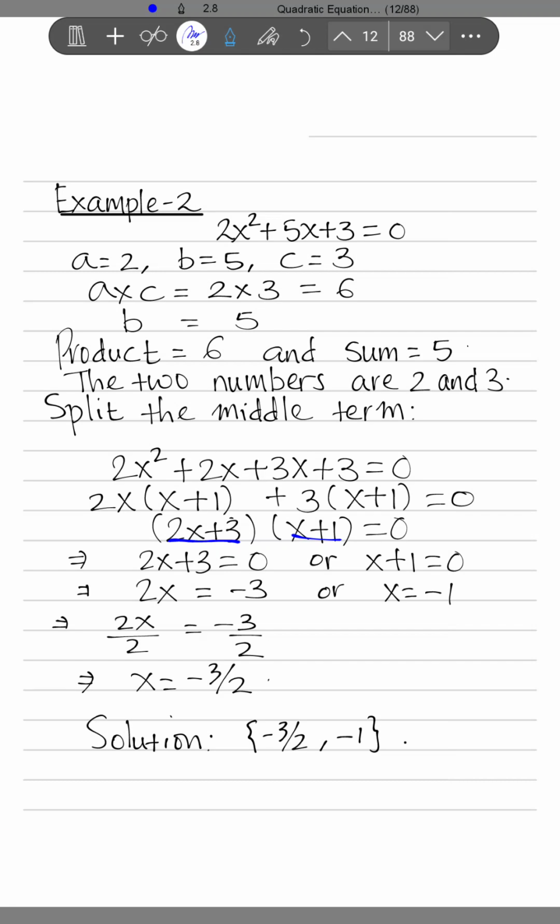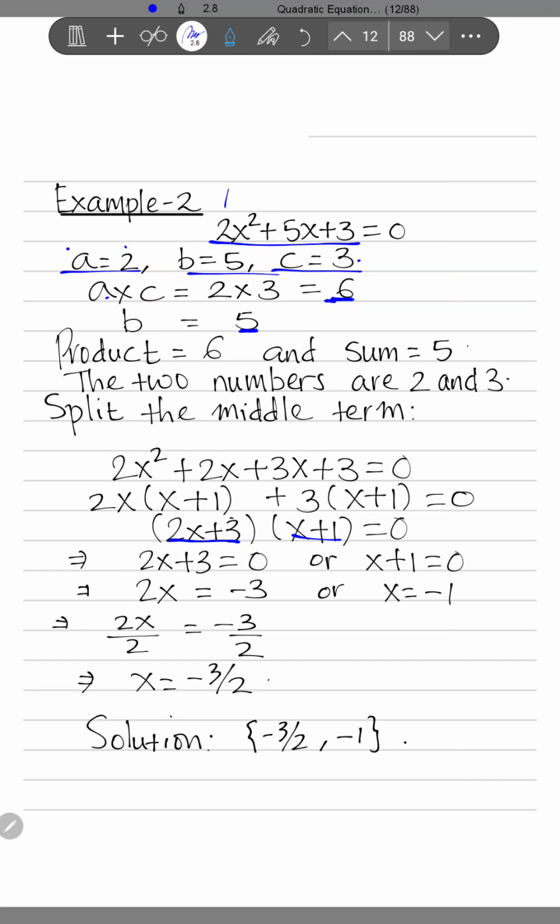Here, another example. 2x squared plus 5x plus 3 is equal to 0. It's easy. Is it in the general expression of a quadratic equation? That is the first question. The answer is yes. If that's the case, what is A? A is 2, B is 5, and C is 3. What is A times C? A multiplied by C is 6. What is B? B is 5.